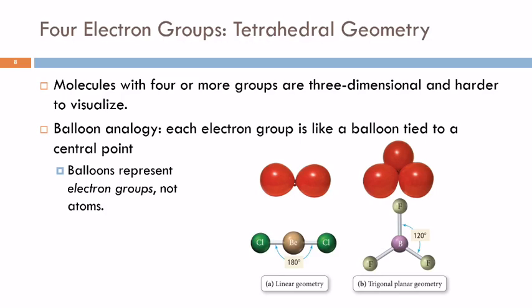4. So here we actually have pictures of the balloons. They're even the same colors as the ones I have. So there's the two groups making a linear geometry, three groups making trigonal planar geometry. The balloons are representing electron groups. They're not representing the atoms, they're representing the electron groups. Because a lone pair is also an electron group, and there's no atom at the other end of it.